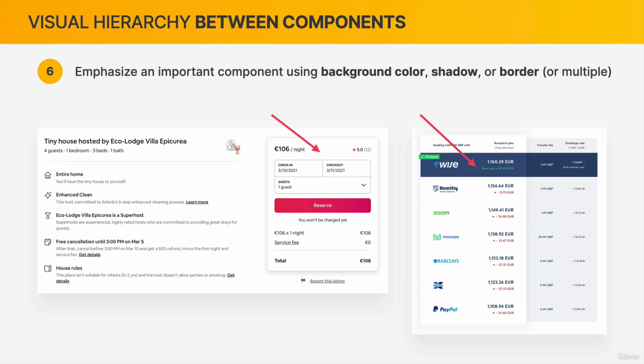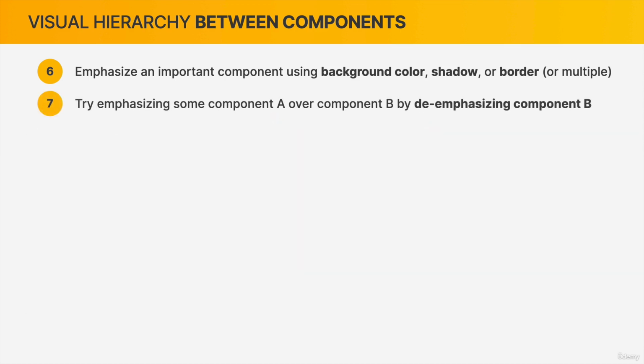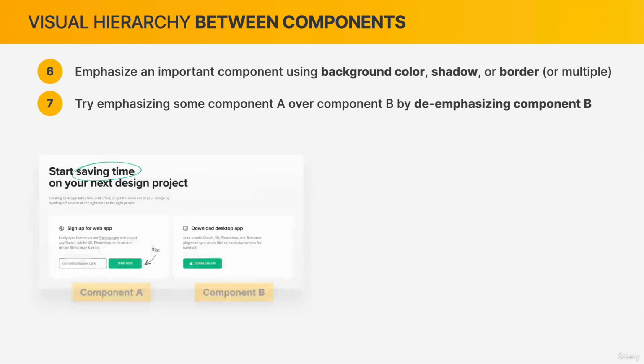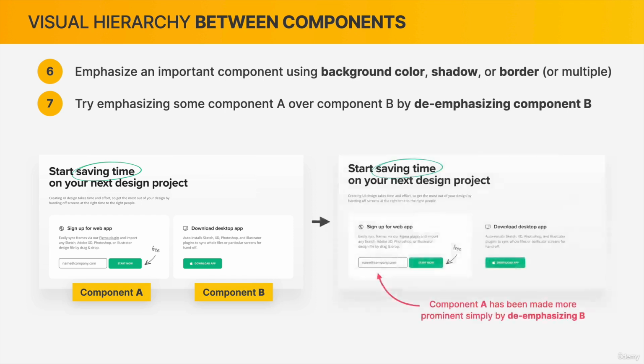Now, another common technique of emphasizing a component A over a component B is by simply de-emphasizing the component B. So let's say right here we have component A and B, and we want to have component A stand out more. So we could of course add maybe a border or a shadow to the left one, so to component A, but what we can also do is to simply de-emphasize component B. So it lost its background color, and now component A has been made more prominent by simply removing that background color from component B.